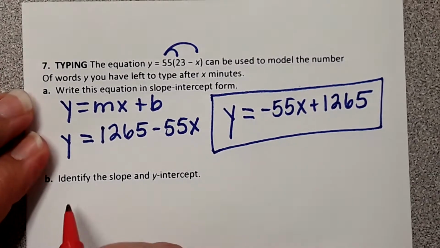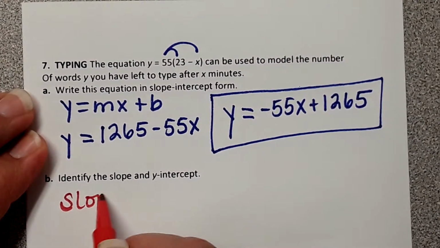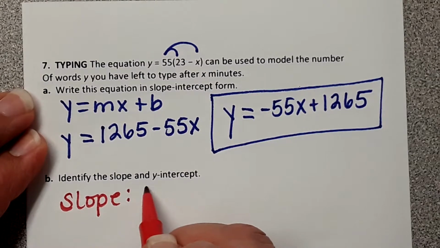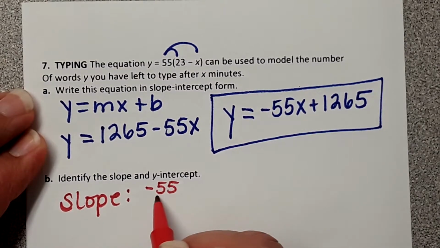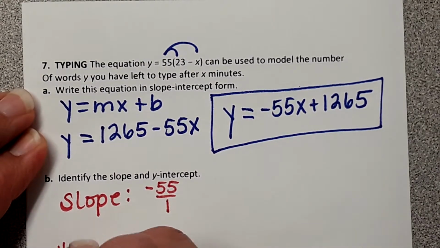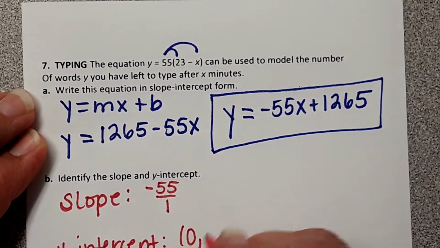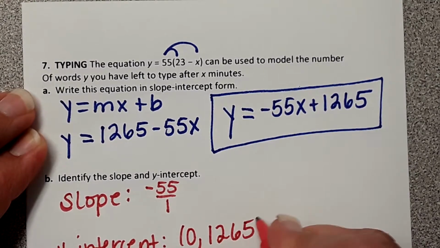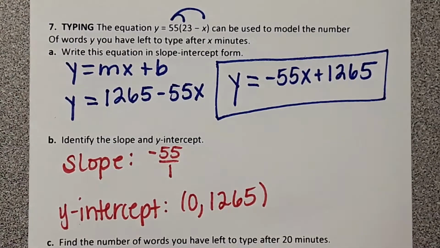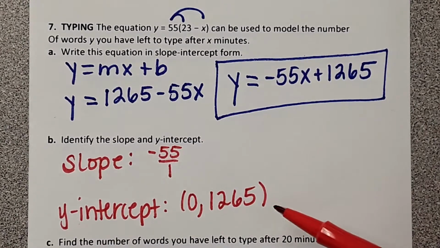Now identify the slope and the y-intercept. Our slope is negative 55 over 1. Our y-intercept is (0, 1265). Yes, I want you to write it as an ordered pair. Please write it as an ordered pair.